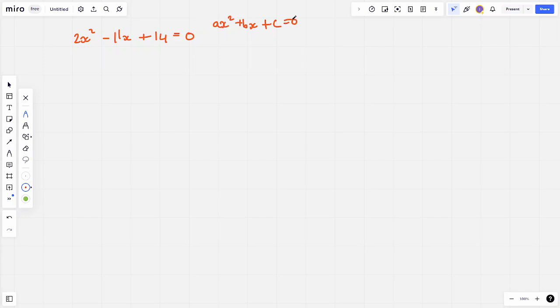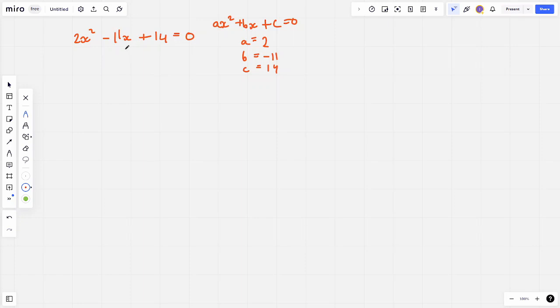First of all, have we got it in the descending order? We've got an x squared term, we've got the 11x, we've got the 14. Yes, we do. Brilliant. Now, what are our coefficients a, b, and c? a equals a positive 2, as we can see here. Our b term equals negative 11. Remember, look at that sign. That sign belongs to that x term. And c equals a positive 14.